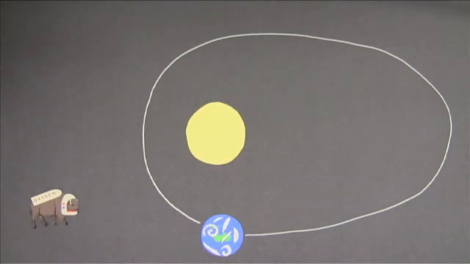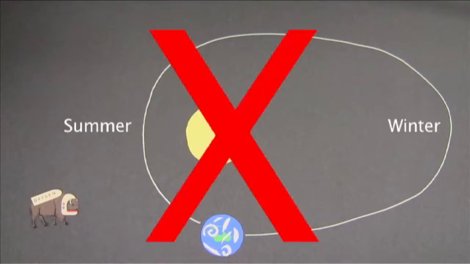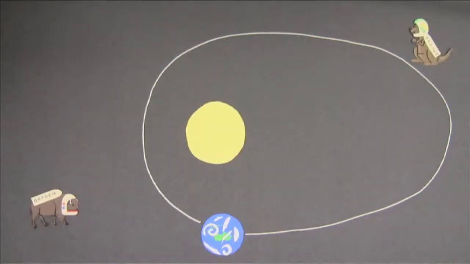Lots of people think, "Hey, this must be why we have seasons. When the Earth is close to the Sun, we have summer, and when the Earth is far away from the Sun, we have winter." But that's actually not true. If that were true, it would be summer in America and Australia at the same time. And we know that's not the case.